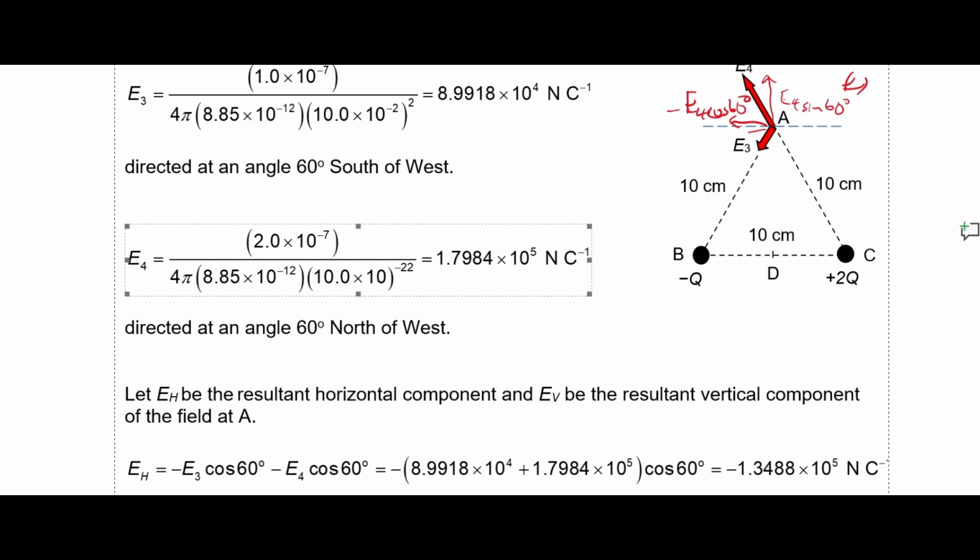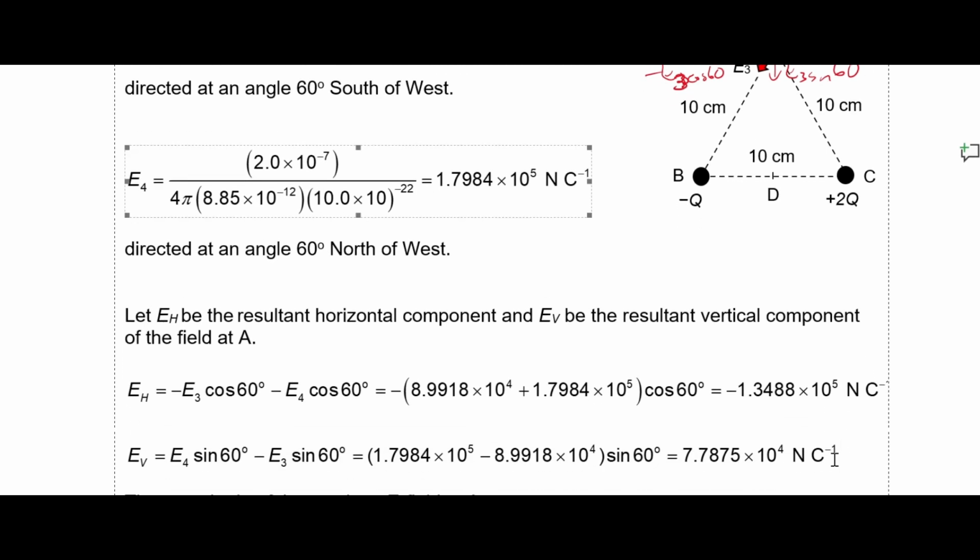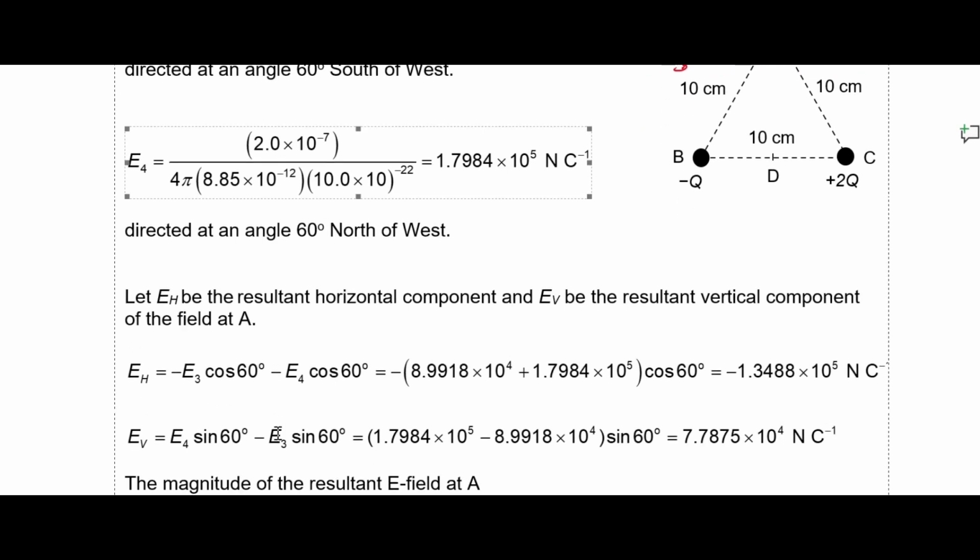Then E3, same thing. E3 cos 60 negative, E3 sine 60. So negative E4 cos 60, negative E3 cos 60, that should sum to give you this value over here. And vertically, you take upward as positive. So E4 sine 60 minus E3 sine 60, you get this one.